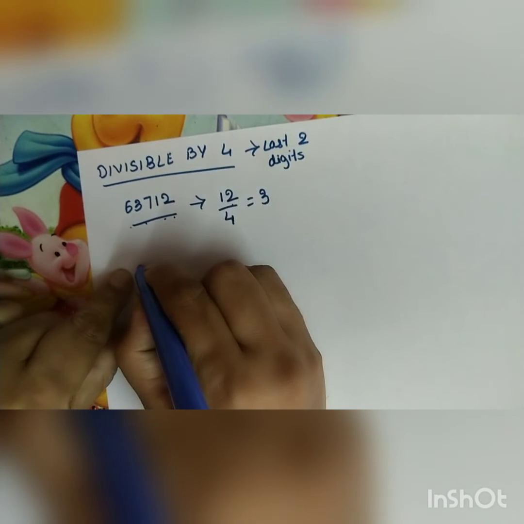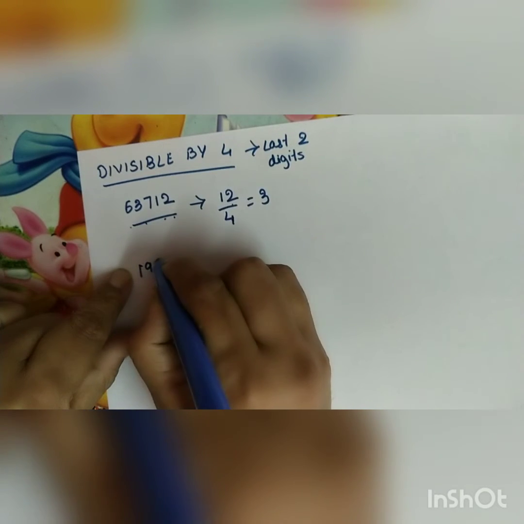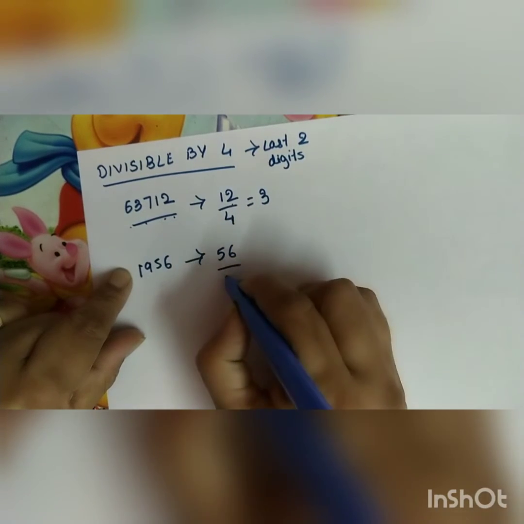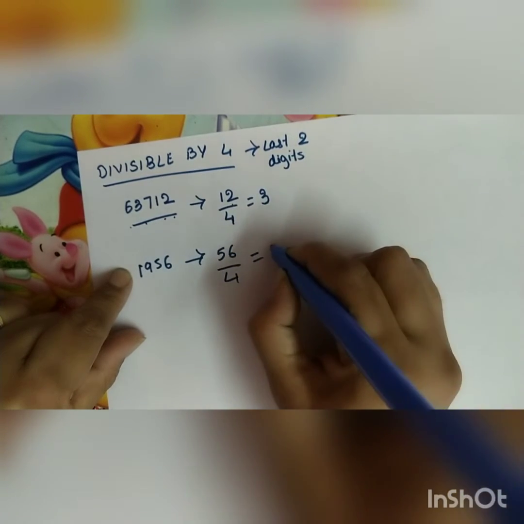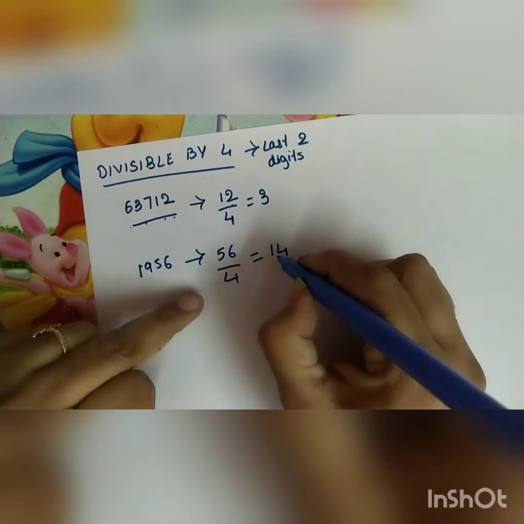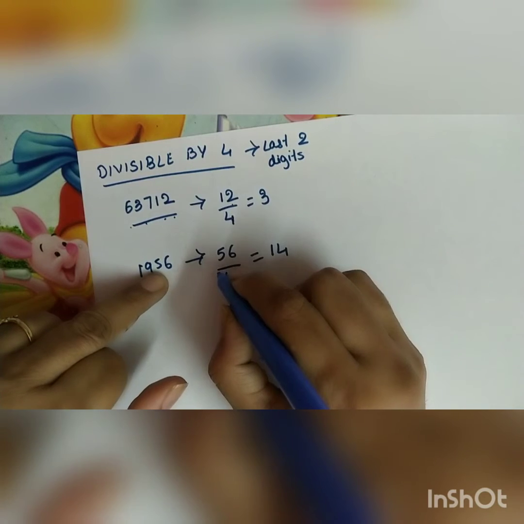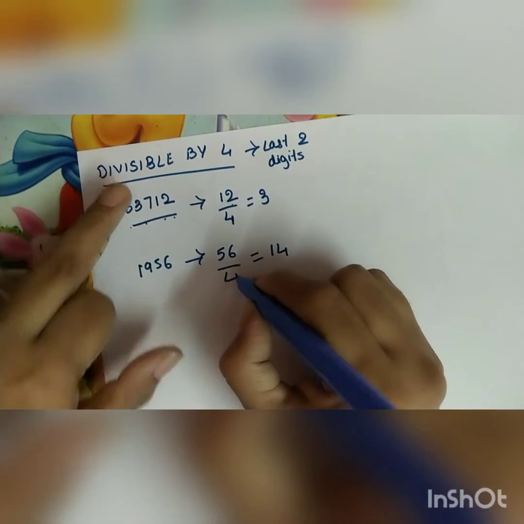Let's consider another example, 1956. Here the last two digits are 56. When I divide it by 4, I get the answer 14. Which means that 56 is divisible by 4, and the entire number 1956 is also divisible by 4.